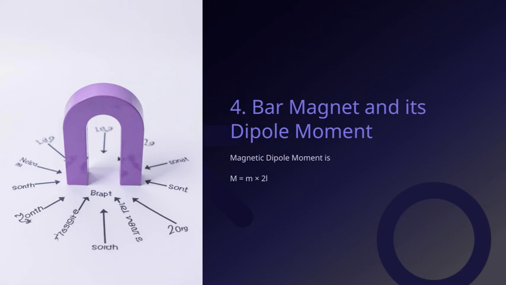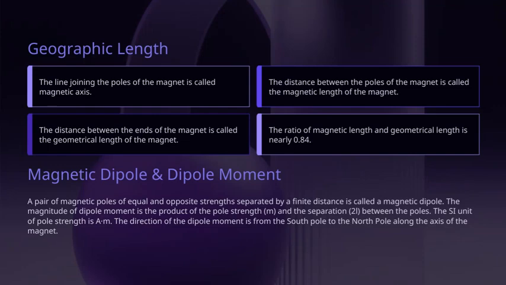This concept is fundamental because it links the physical properties of the magnet, its pole strength and length, to its magnetic effects. So, whenever we analyze magnetic behavior or design magnetic devices, considering the dipole moment gives us a clear measure of the magnet's influence. In the broader context of our discussion, understanding the dipole moment helps us grasp how magnetic forces operate and how different magnets compare based on their properties. The ratio of magnetic length to geometrical length is approximately 0.84, which means the magnetic length is slightly less than the physical length of the magnet.